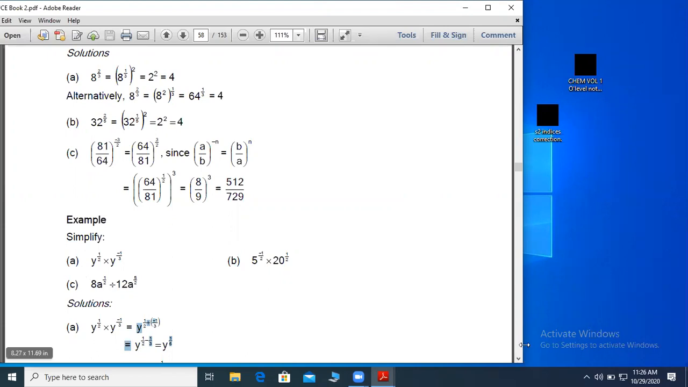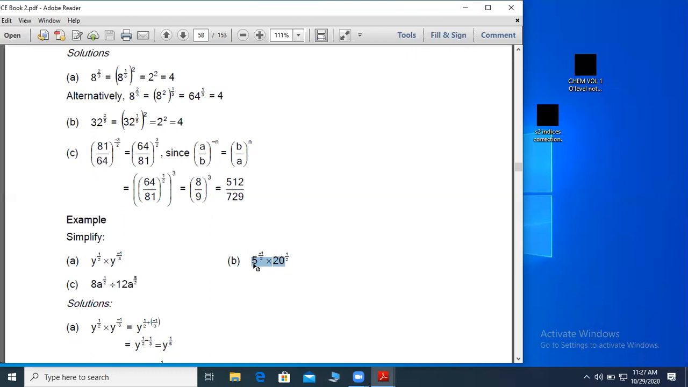I think we agree with that. Let us go to part B. Now, part B, I want us to do it from our side work in our revision book there.